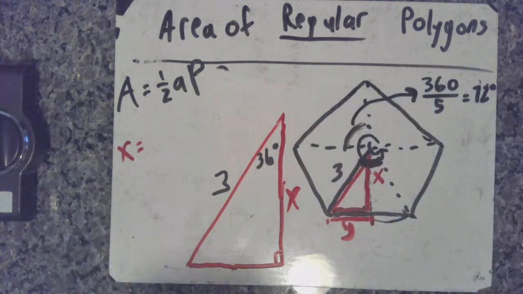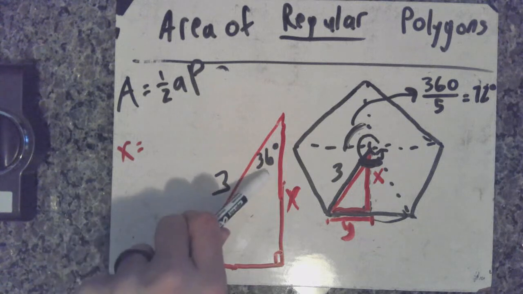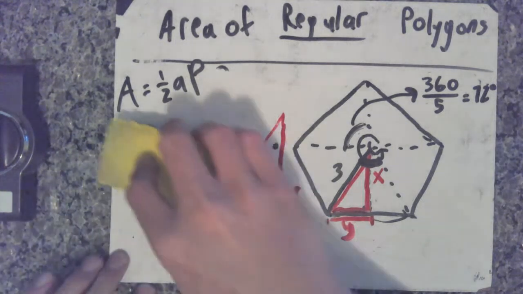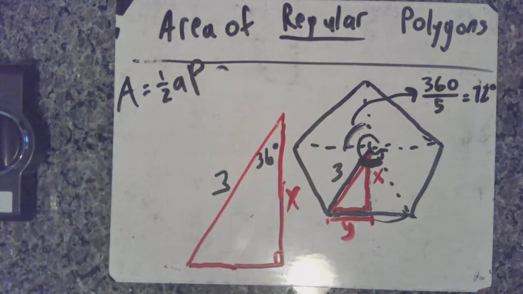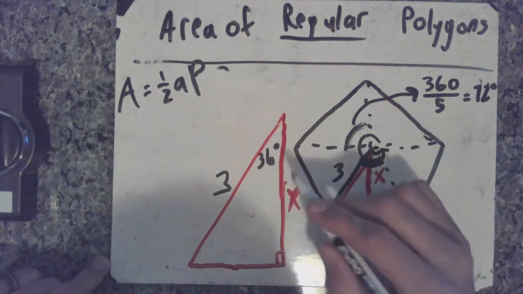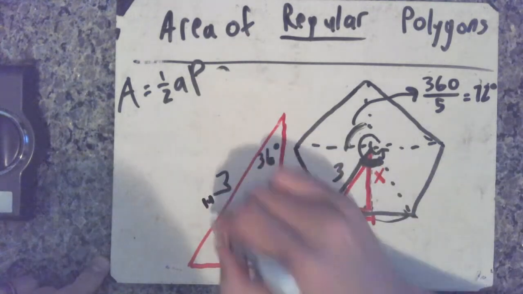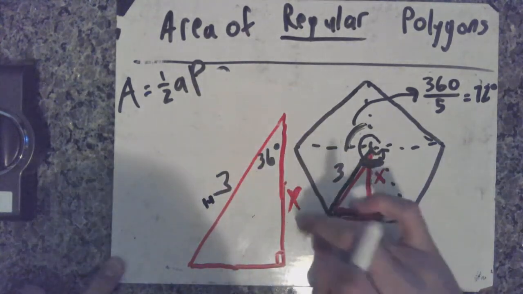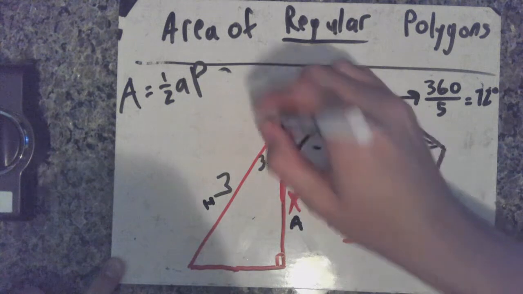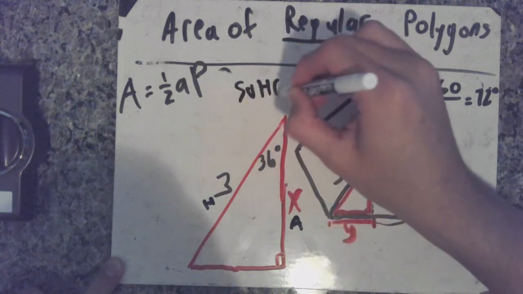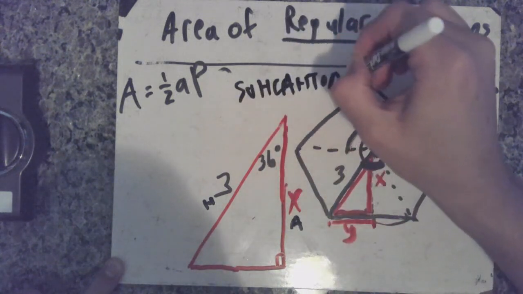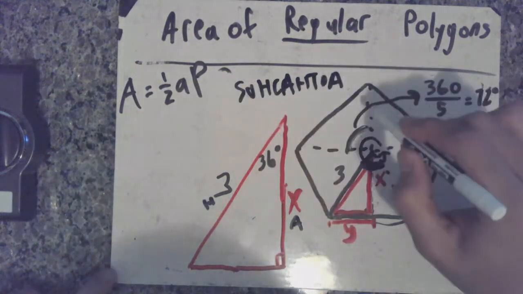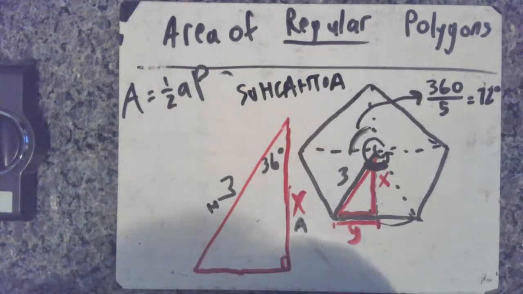Now, if you run into a 30, 60, 90 triangle, feel free to use that. If you run into a 45, 45, 90 triangle, feel free to use that. But in this particular one, we have to use trigonometry. So let's talk about how to find x. Well, we know the relationship. This is my adjacent, adjacent, hypotenuse. And so we've got to use, again, a reminder of SOHCAHTOA. We've got to use that in order to help us actually get this information.